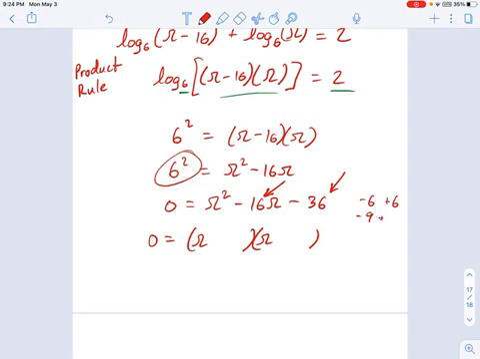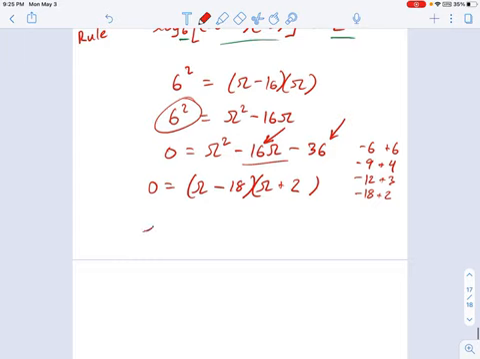Negative 9, positive 4. That's going in the right direction, but that adds up to negative 5. I'm not there yet. Let's try negative 12, positive 3. Those add up to negative 9. That's not good enough. And I think the next one is negative 18, positive 2. Those add up to negative 16. That's what I wanted. And multiplied together, they get negative 36. So there we go. Omega minus 18 and omega plus 2 is the way to factor that quadratic. Which means I have two solutions. Omega equals 18 and omega equals negative 2.